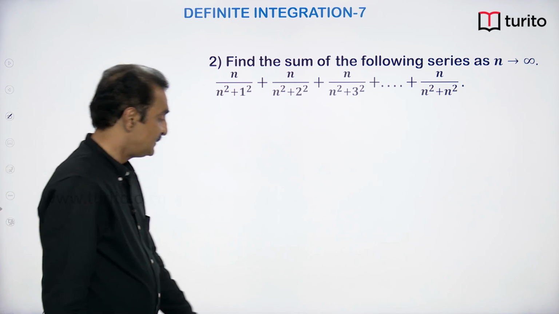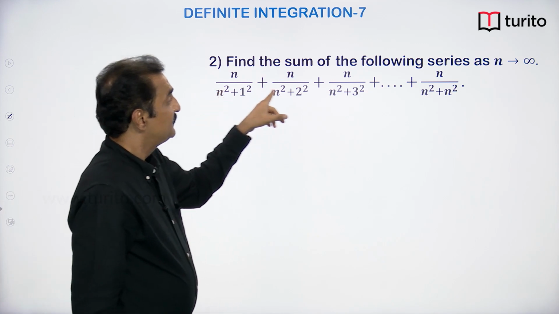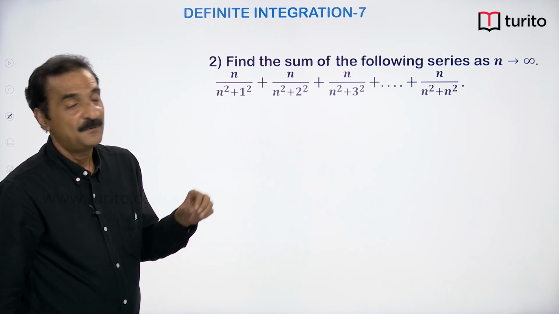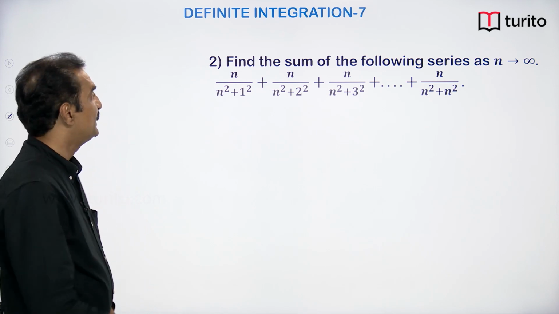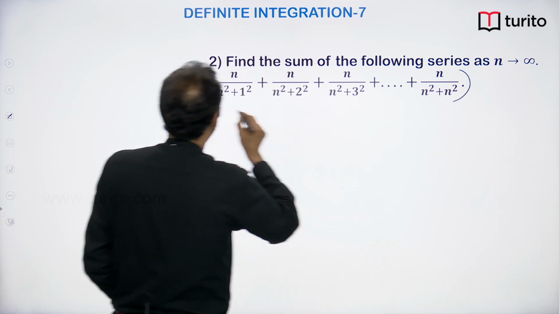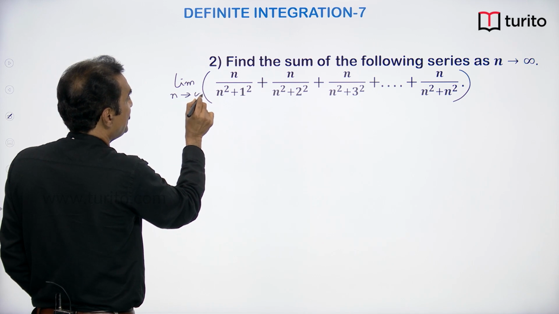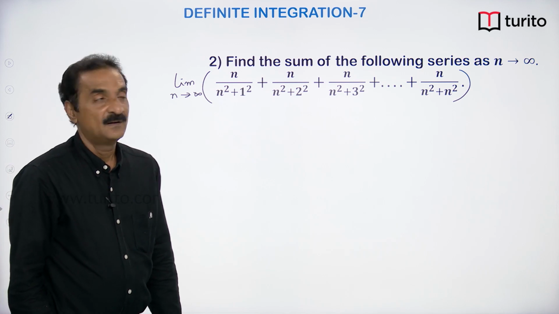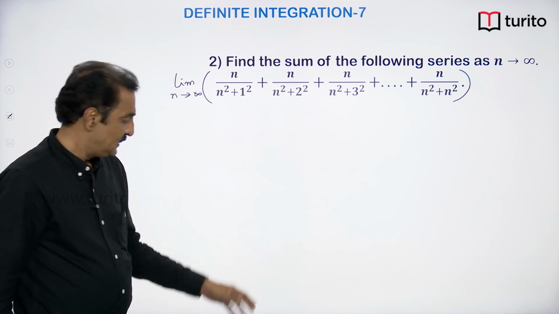Now next question, find the sum of the series as n tends to infinity. Sum of n terms is given, we have to find the sum of the n terms where n tends to infinity. This is nothing but limit n tends to infinity of this sum. This is the given question. To find this limit, let us follow the working rule.